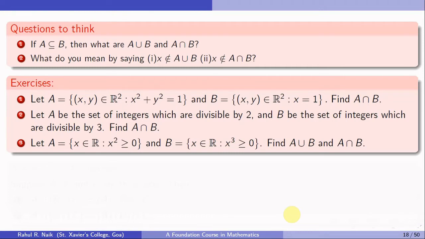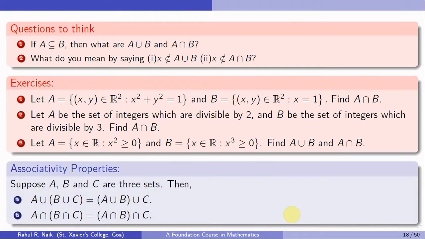Obviously these are subsets of R, so A union B and A intersection B will also be subsets of R. Now we will see some standard properties of these operations. The first property is the associativity property. We have an associativity property for union as well as intersection. Suppose A, B and C are three sets. Then the first property says that A union (B union C) is equal to (A union B) union C.